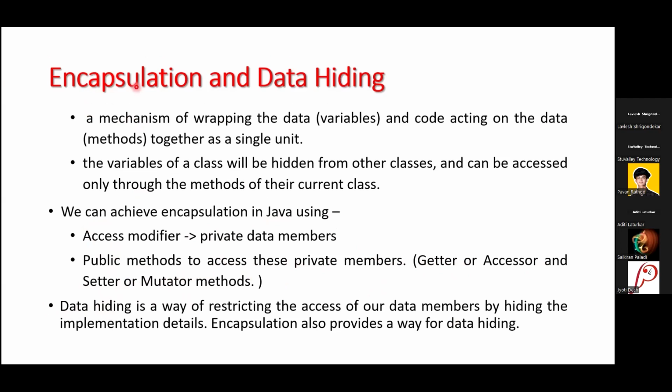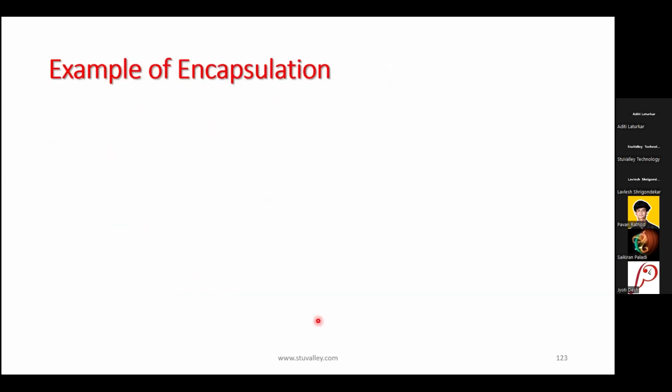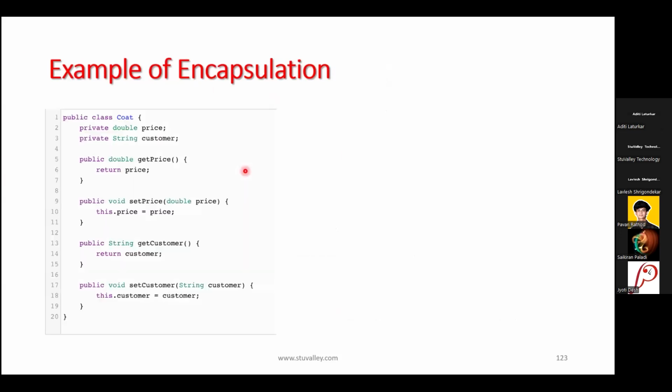Now we are going to learn the advantages of encapsulation. Data hiding is a way of restricting access to our data members by hiding the implementation details. Encapsulation also provides a way for data hiding. So the main use of encapsulation is a mechanism where we combine or wrap up the data and code together as a single unit, and we always use it for data hiding.